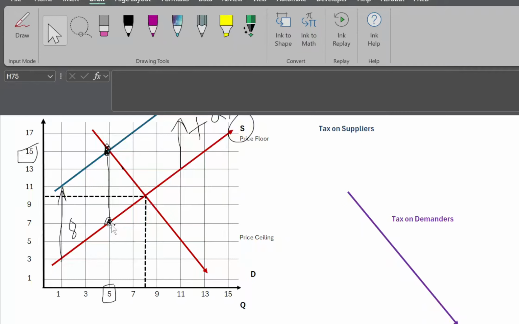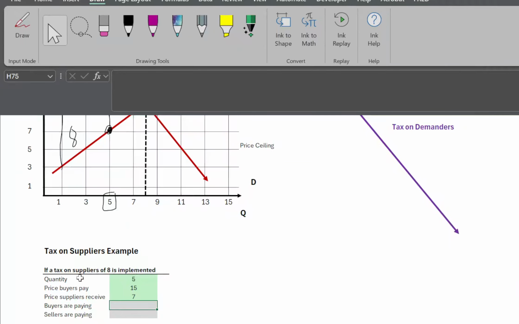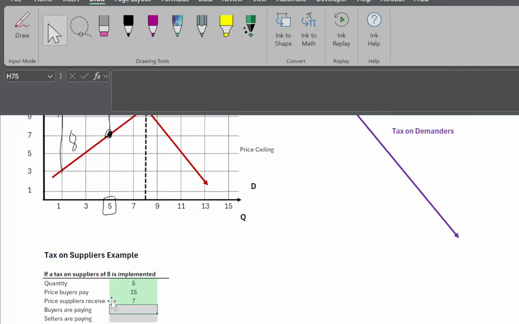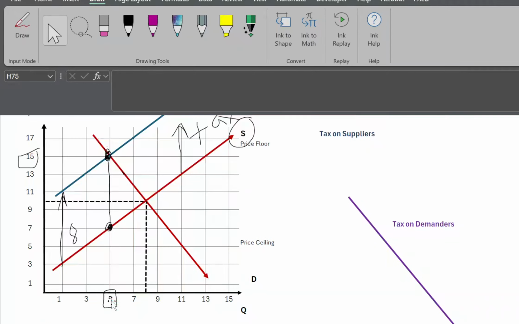Now we have to look at what buyers are paying. What do I mean by that? How much tax of the 8 are buyers paying? Now this is important. And you can see I changed the curve so it's not going to be equal. So let's circle this. This was the original equilibrium. Buyers were paying $10 originally, right? And suppliers received $10. Now what buyers are paying, they're paying $15, right?